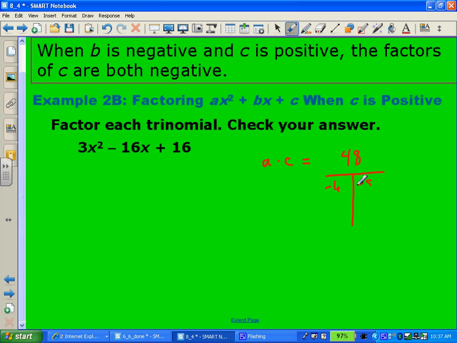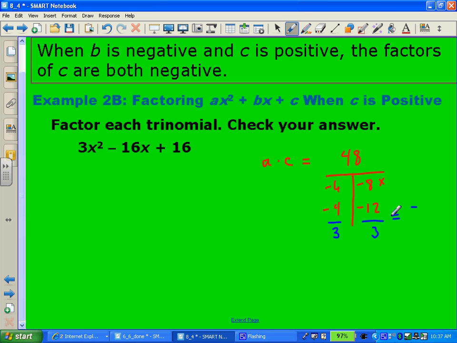So negative 6, negative 8 is the first one I think of. But that gives me negative 14, so that doesn't work. How about negative 4, negative 12? That works, right? Okay, so then, next step, remember, put them both over A.